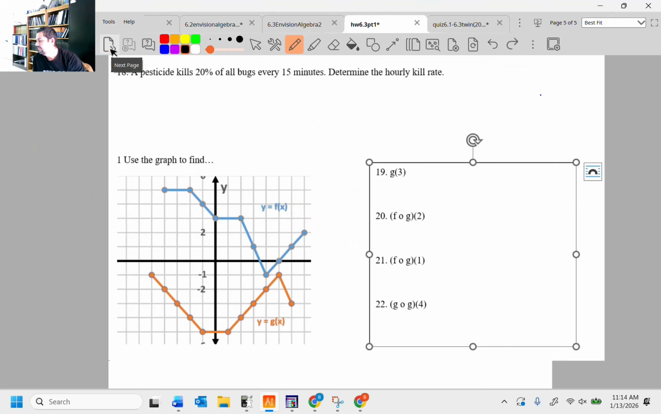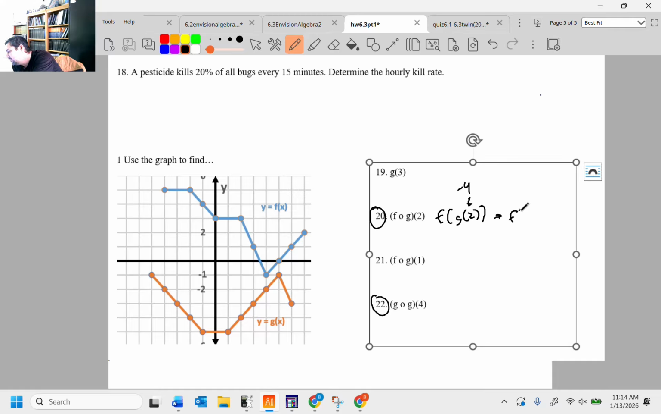And let's do about 2 of these. Let's do 20 and, I don't know, maybe 22. Find F composed of G composed of 2, more affectionately written, F of G of 2. So we're going to find G of 2. I'm going to go to where X is 2, and then I'm going to look at G and think about the Y value. That's negative 4. This is literally negative 4.